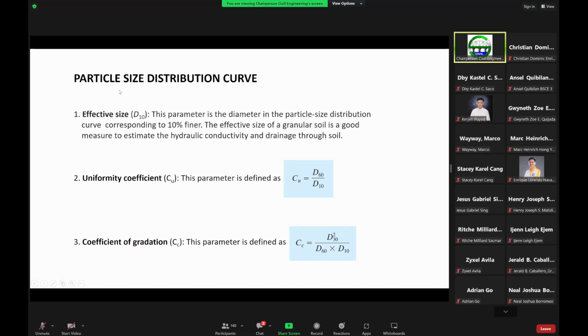Now you can also calculate the uniformity coefficient, C sub u, which is defined as D60 over D10, which you can also get from the soil particle size distribution curve. And then you can also have the coefficient of gradation, C sub c, which is defined as the square of D30 over D60 times D10. So how do we get these values from the grain size distribution curve?